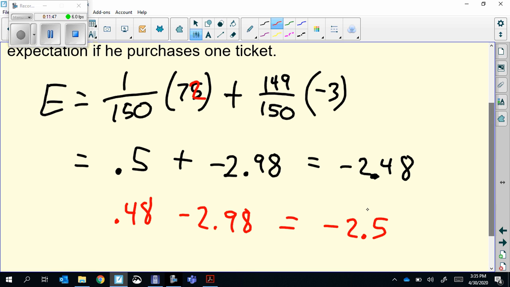So either way, really not a great expectation. You wouldn't want to do this. This is not favorable either way. It's only a minor difference if you account for the $3.